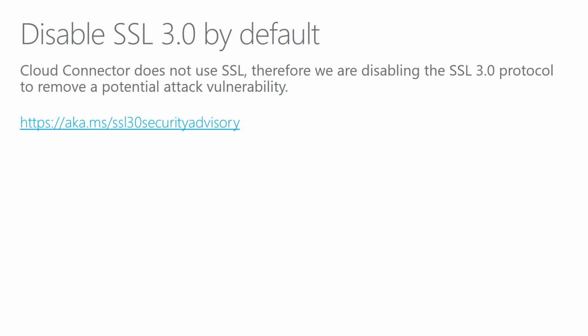We're disabling SSL 3.0 by default. Cloud Connector Edition does not use SSL, and therefore we are disabling the SSL 3.0 protocol to remove any potential security vulnerabilities. Please see the URL below for the security advisory related to SSL 3.0 and the recommendation to disable it when not needed.